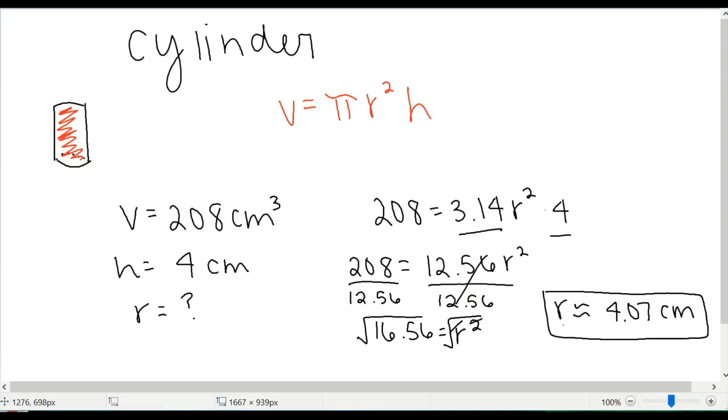So when you're being asked to find the radius, you're always going to square root at the end because the formula has a square in it. Okay.